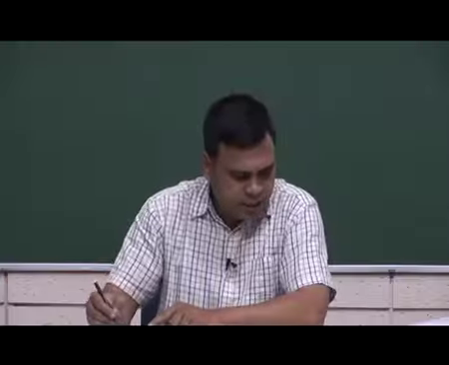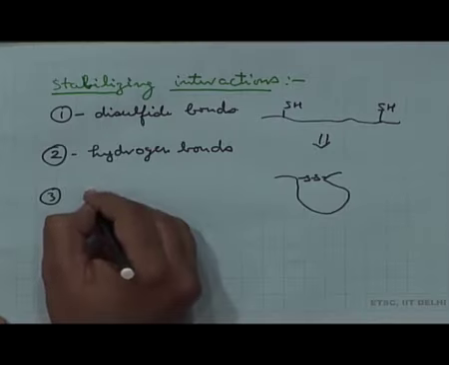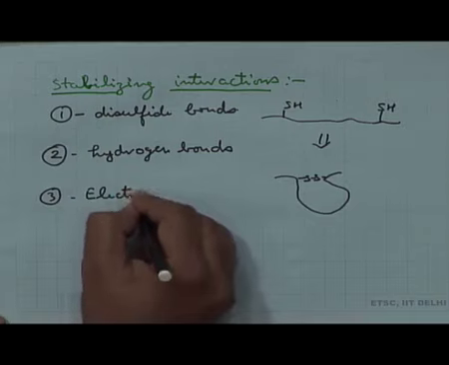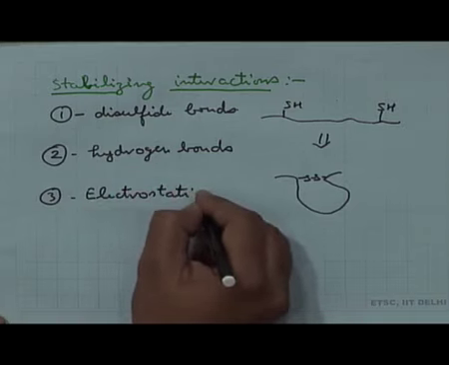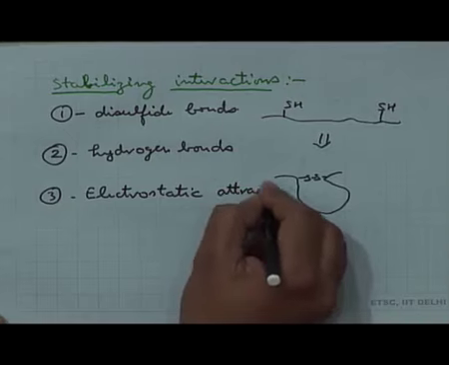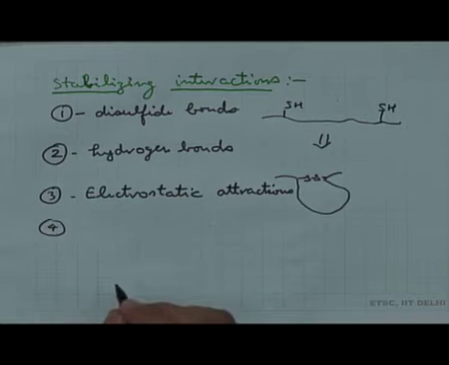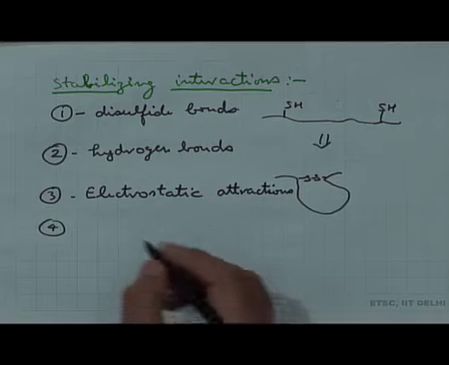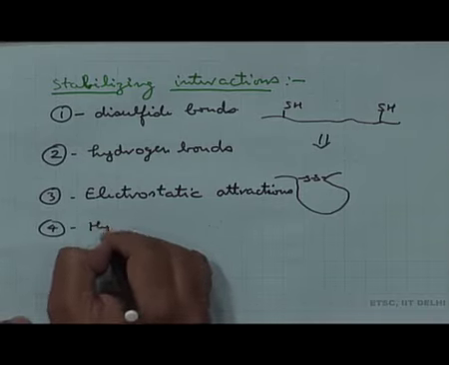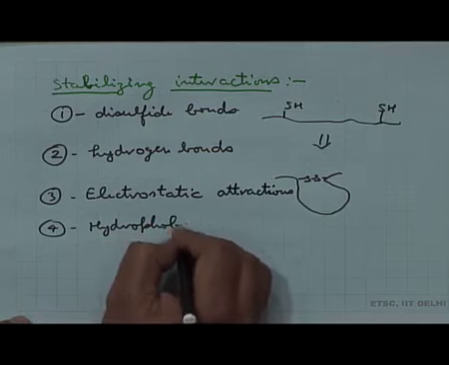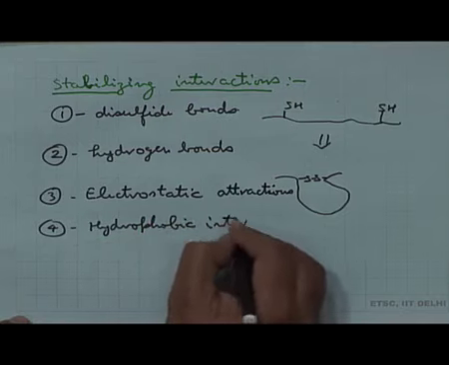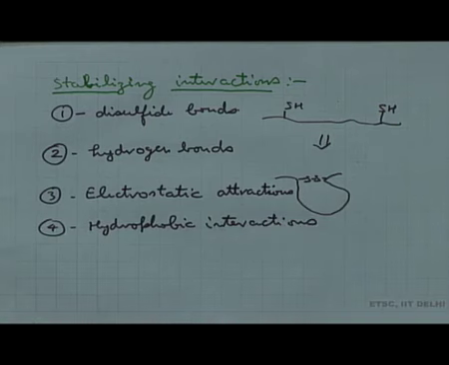Then third is electrostatic attractions. And fourth is hydrophobic interactions. All right. So these are the stabilizing interactions between the peptide groups that can lead to the tertiary structure.